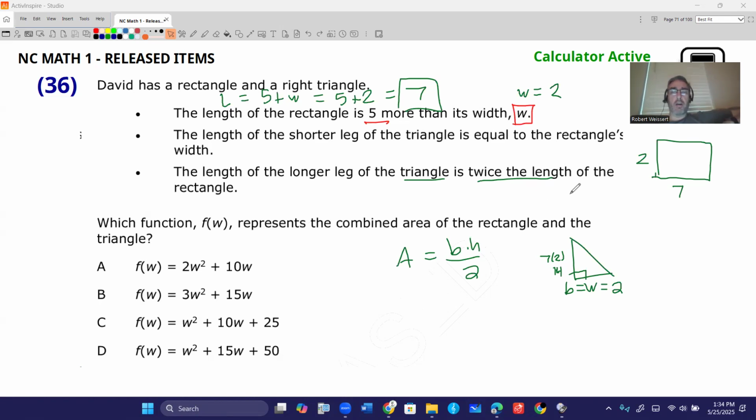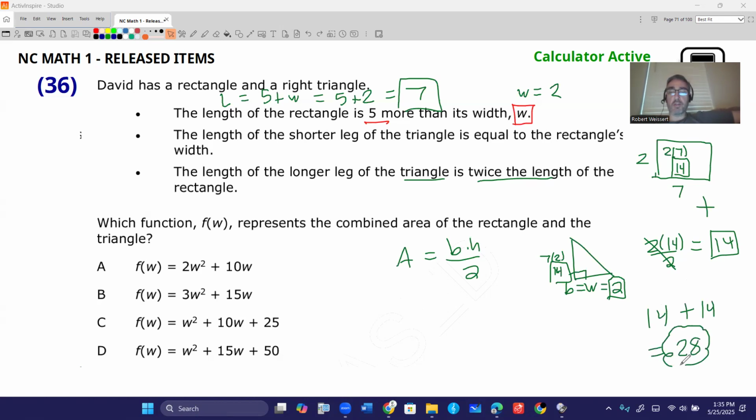So let's talk about the area of the rectangle. The area of this rectangle is length times width, so it's going to be 2 times 7, which is going to be 14. The area of the rectangle is 14. And the area of the triangle is 1/2 base times height, or base times height divided by 2. So it's going to be 2 times 14 divided by 2, and that's going to also equal 14. And so my combined area is going to be 14 plus 14, which is equal to 28.